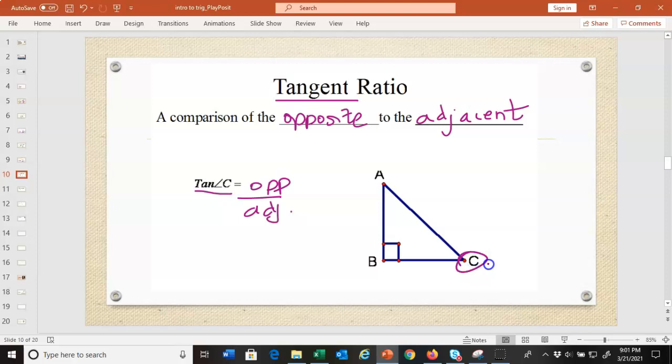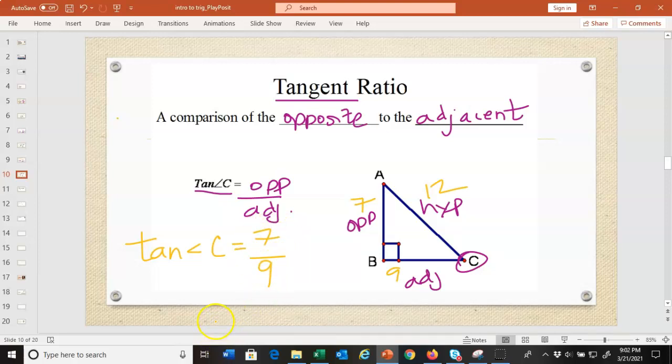So again, let's make C our angle of perspective. We have opposite, adjacent, and hypotenuse. We can give these some values. Let's just make things up. 7, 12, and 9. How about that? So tangent of C is, opposite of C is 7, and adjacent is 9.